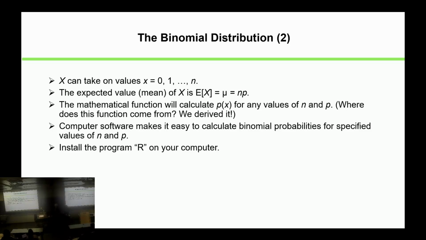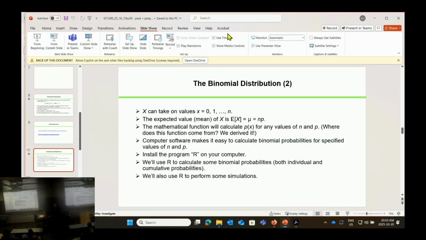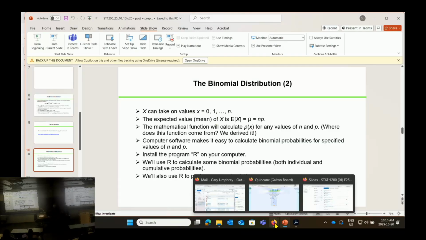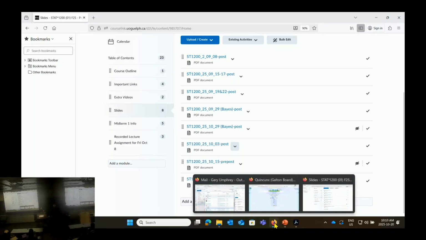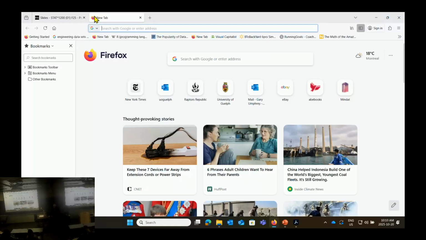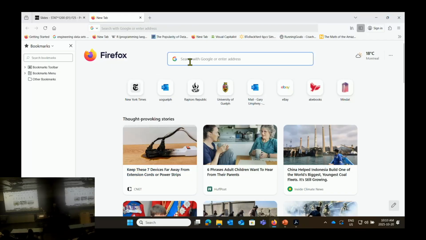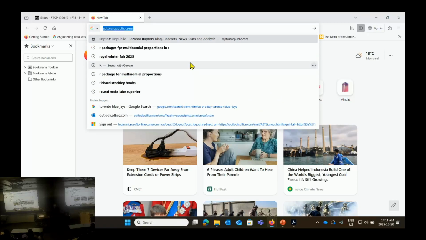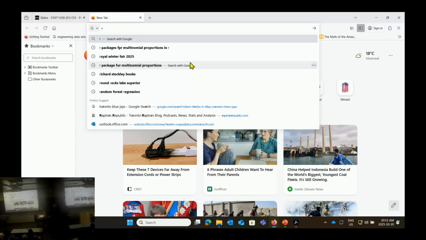Let's see, now am I going to cause myself grief by escaping there? Probably, but I'm going to try to go to the internet. Okay, we got that. Here I am. And now I am going to Google the letter R. Now it's going to probably say, oh no, you want Raptors Republic, because I must admit I am a Toronto Raptors fan. But no, I just want to Google the letter R.